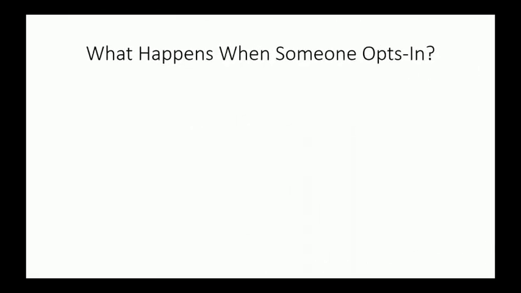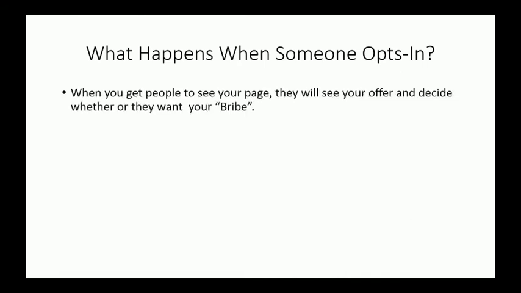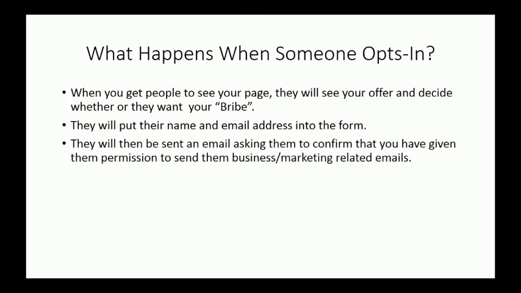Welcome back. Now in this video, I'm going to be showing you what happens when someone actually opts into your list. Now when you get people to see your page, they're going to see what you're offering and they're going to decide that they want your bribe. Now what happens is they're going to put their name and email address into the form on your page, and then they're going to be sent an email asking them to confirm that you have given them permission to send them business or marketing related emails.